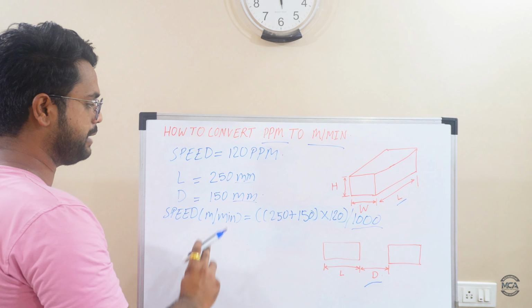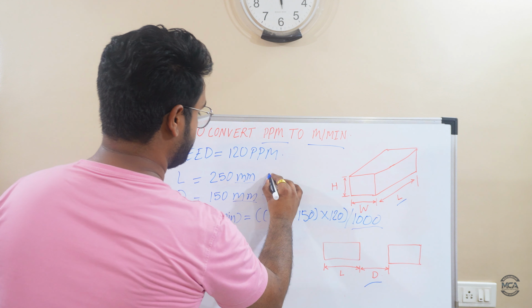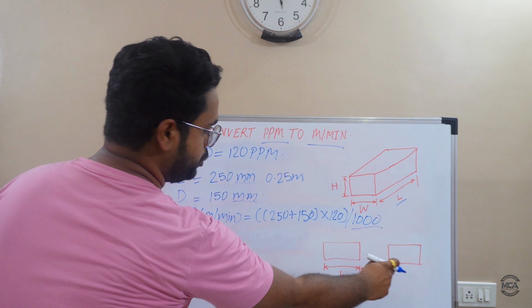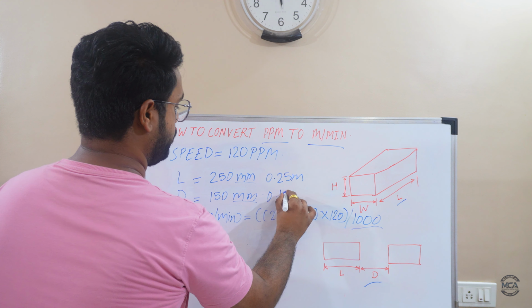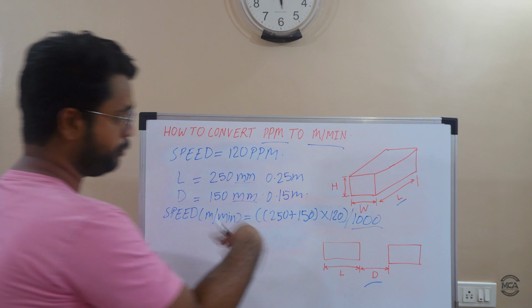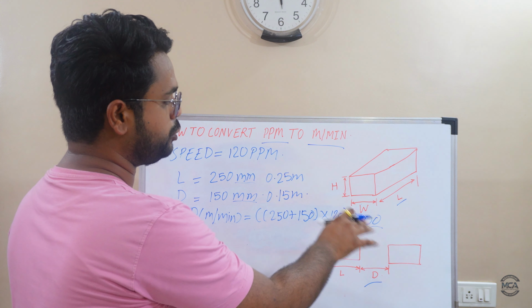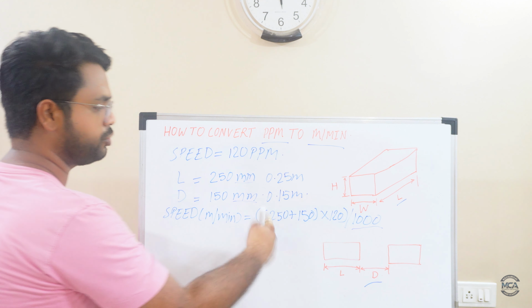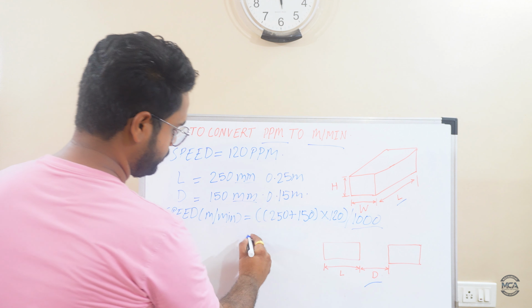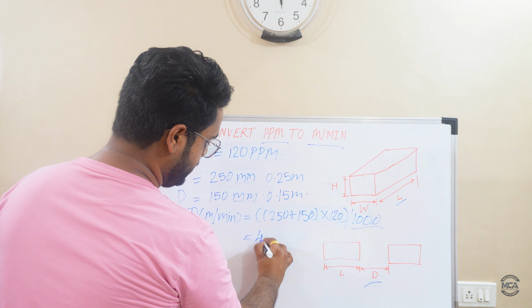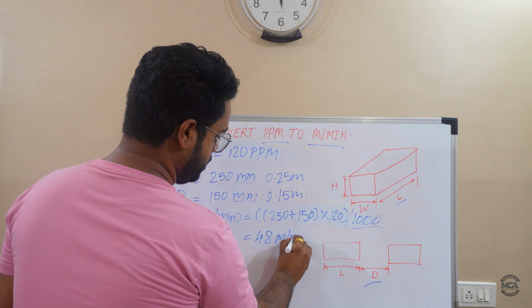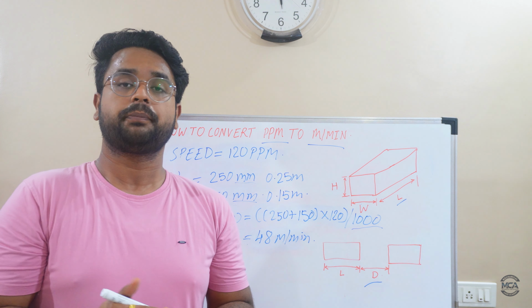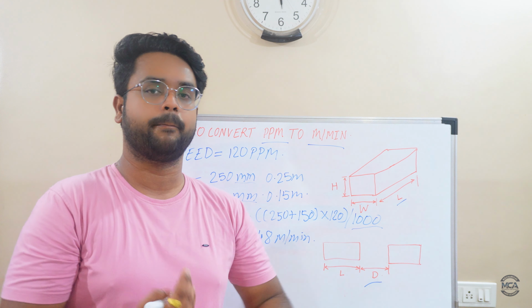If you don't want to divide by 1000, then you can take the length as 0.25 meter and the distance between two products as 0.15 meter. If you do this, then there is no need to use 1000. Okay, so I have used 250. So let's go in that way, and the final answer will be 48 meter per minute. This is the conversion of ppm to meter per minute manually.